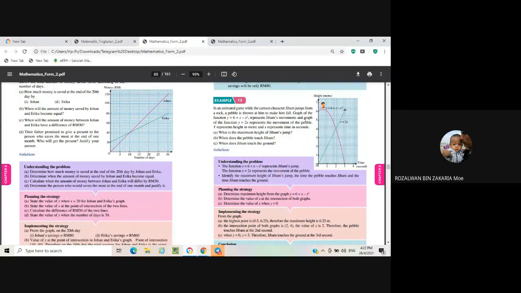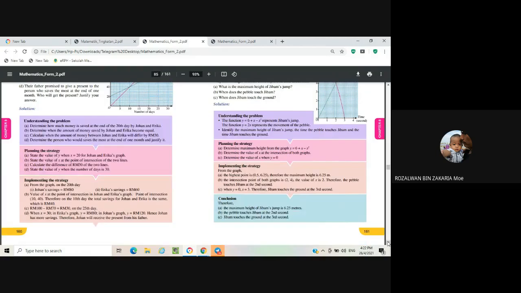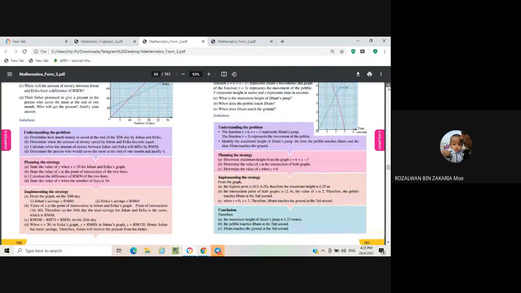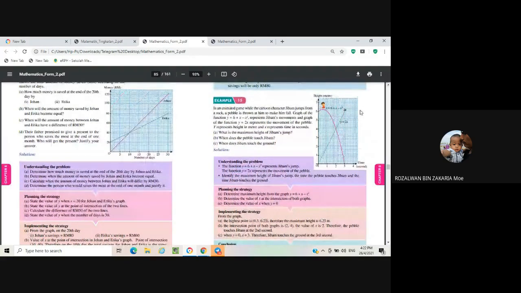And the C here, when does Jiban touch the ground? How to know Jiban touches the ground? When Jiban touches the ground, that means the height is equal to 0. So from the Jiban graph here, when the height is equal to 0, then the time is equal to 3. Therefore, Jiban touched the ground at the 3rd second. So that's how we find the answer by using the graph here.